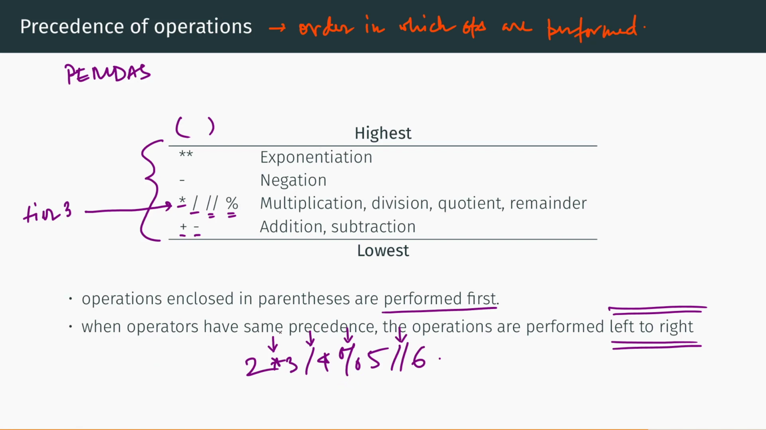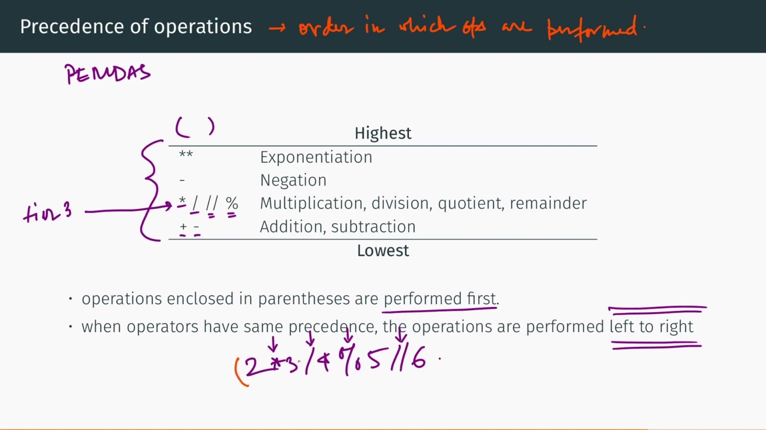Now, when you have a situation like this, the evaluation would be done from left to right. So the first one to be evaluated would be this one. That's number 1. This division would be number 2, this would be number 3, this would be number 4. So if you had to put a set of parentheses in between these operations, the way it would be evaluated would be something like this.